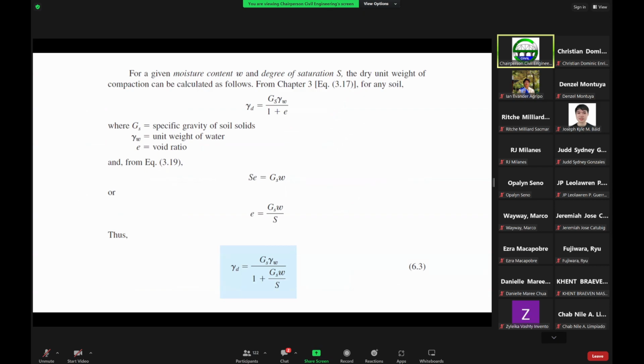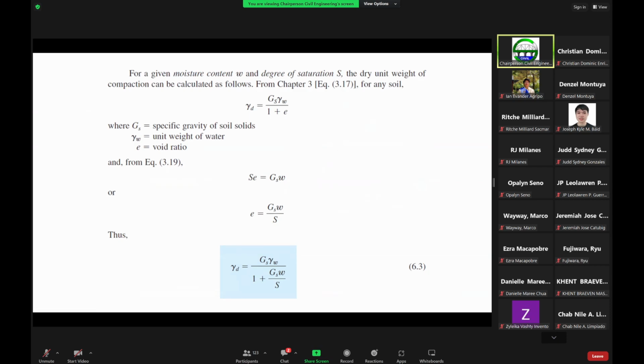Now, for a given moisture content W and a degree of saturation S, the dry unit weight of compaction can be calculated by this formula here, where the dry unit weight is given by the specific gravity of the soil solids multiplied by the unit weight of water over 1 plus the void ratio.